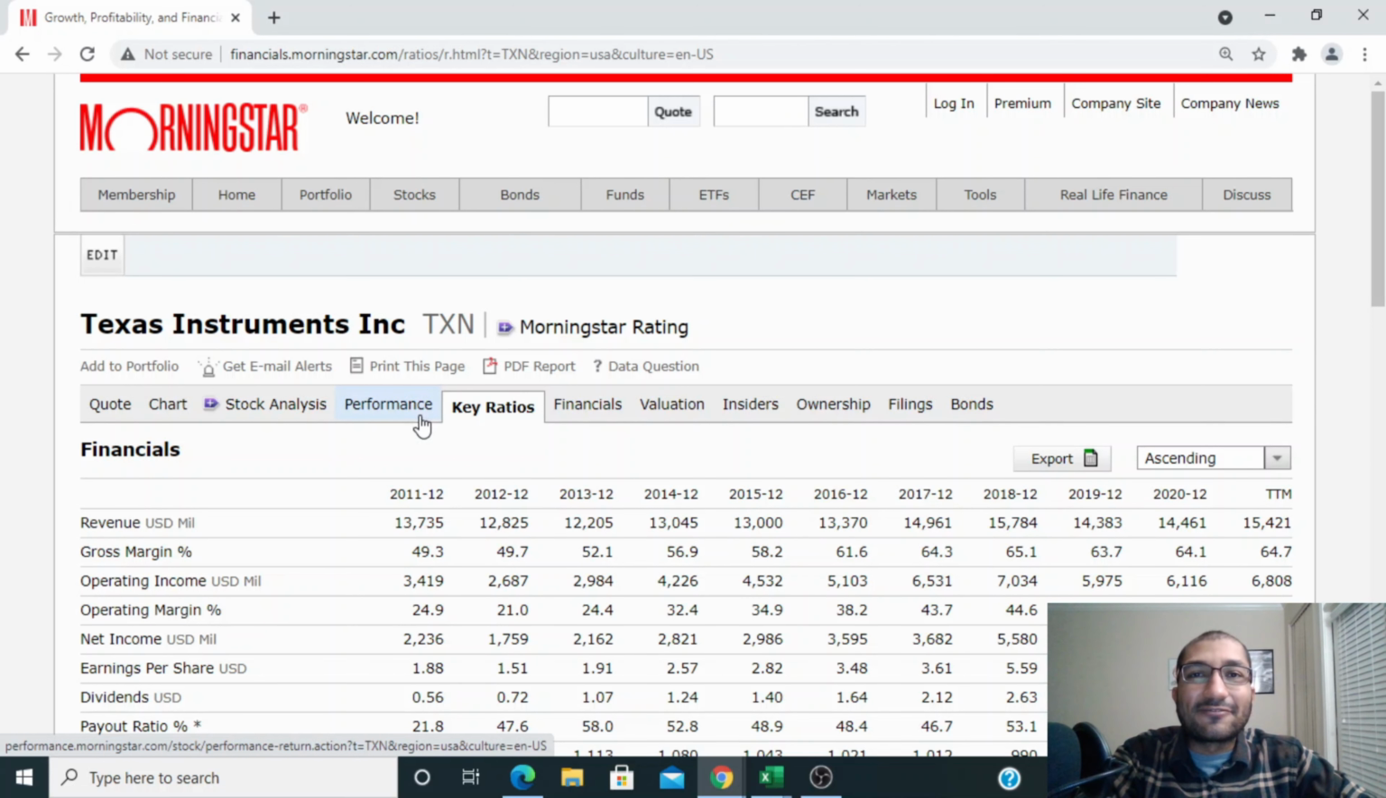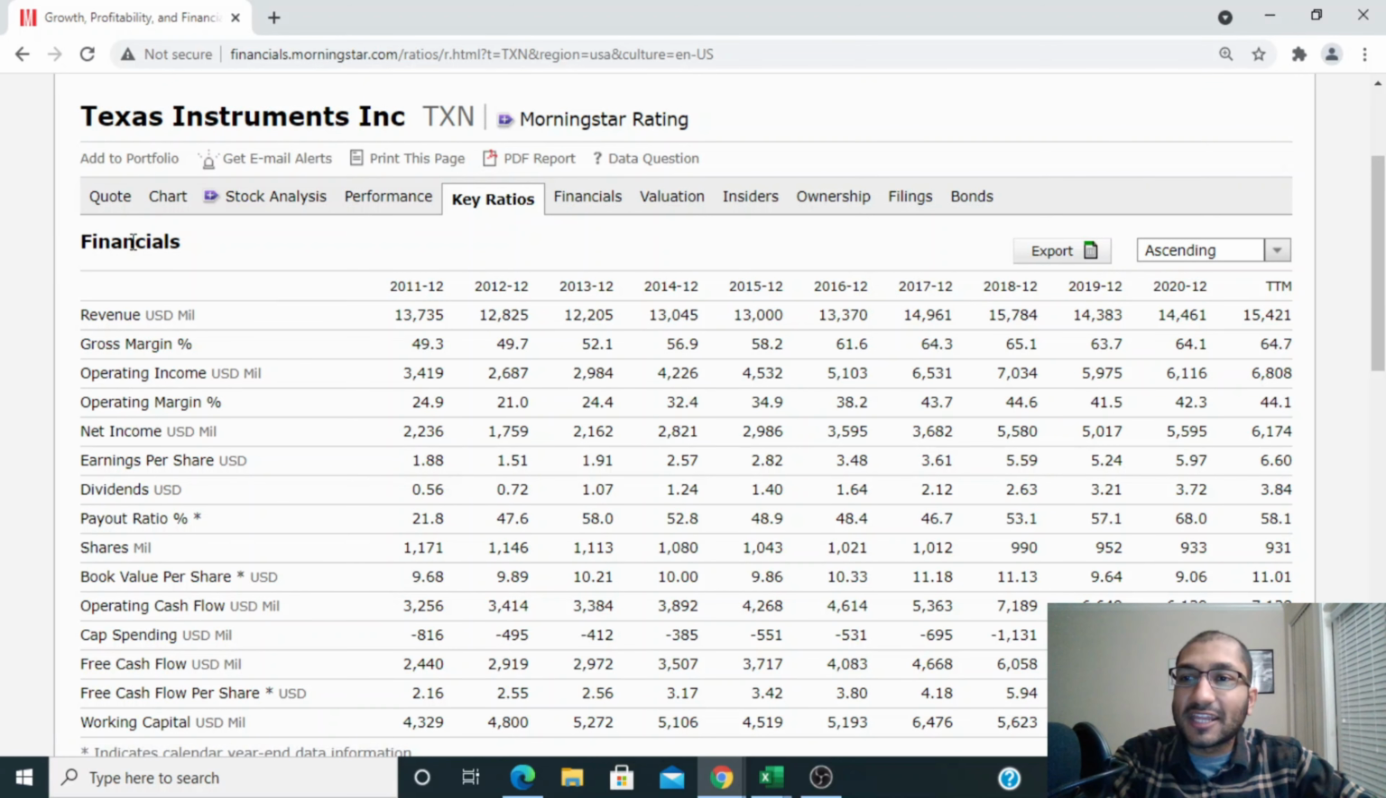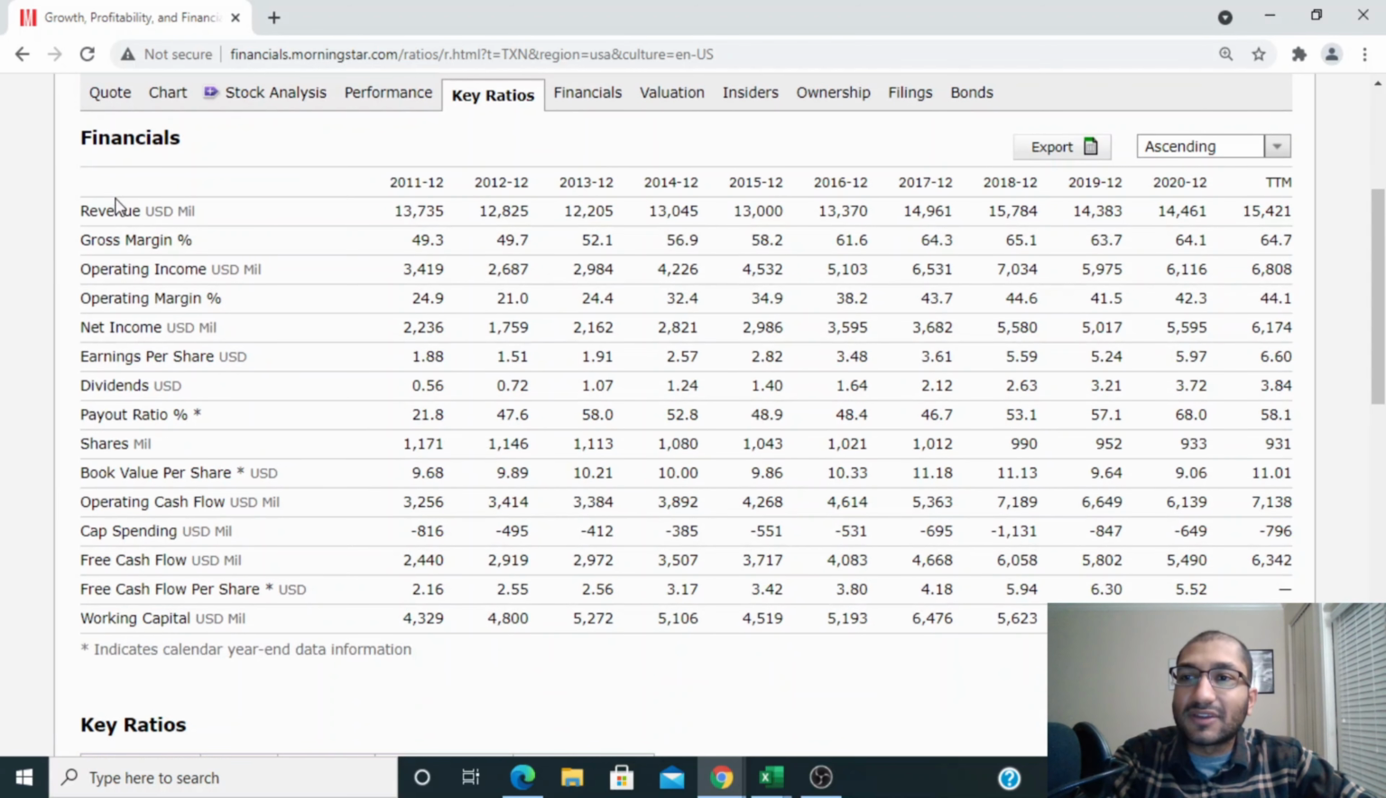Hey guys, now let's look at the key ratios. I'm on Morningstar looking at Texas Instruments. Under key ratios, we have the financials. The first item on the list is the revenue. The revenue is the top line of the income statement. This is the amount of money that comes in via sales.